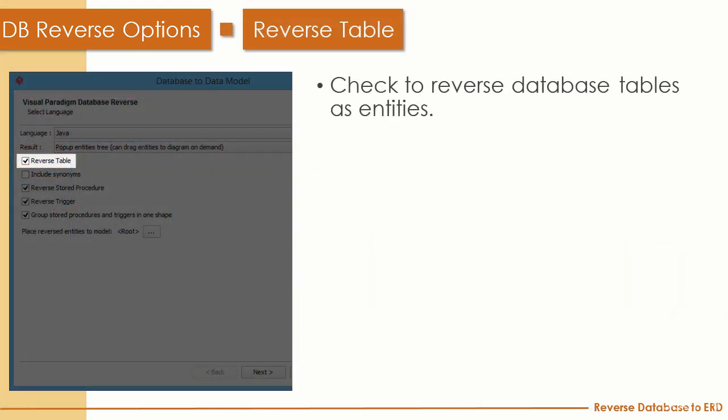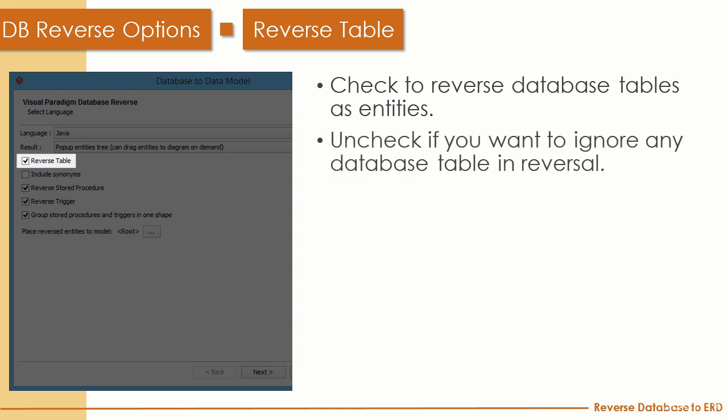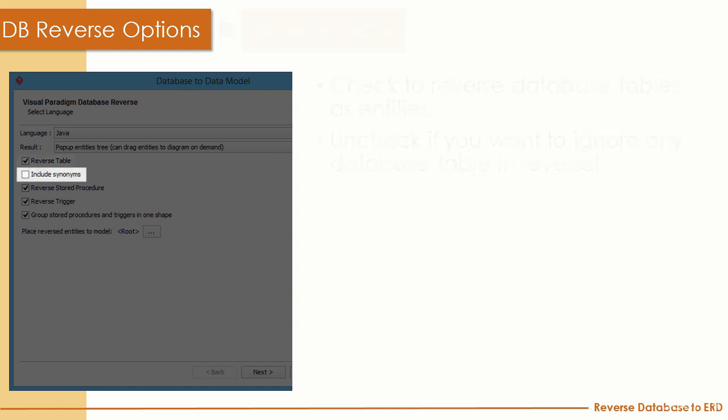Then the third option is the reverse table. You check this if you want to reverse the table as an entity. If you uncheck, we will ignore all the database tables. This is useful if you just want to reverse the stored procedure or the trigger.